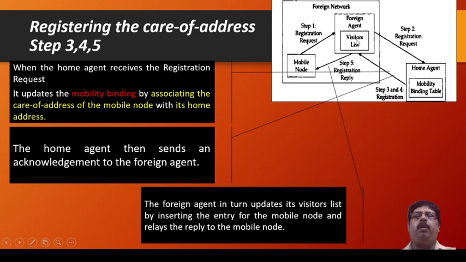This person does not belong to this network; he is in this network. This is his address. All these details will be added into the visitor list, and then an acknowledgement is sent to the mobile node. That is when this mobile node will be active in the foreign network. This was regarding the registration of care of address, and thank you for watching this.